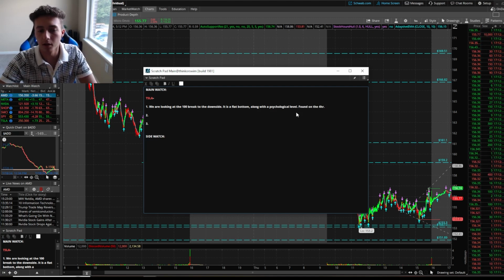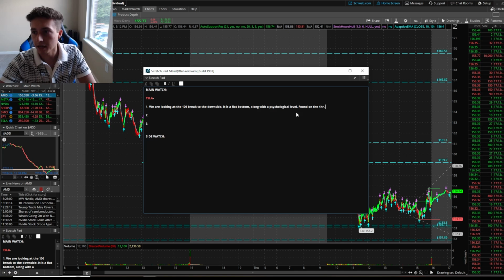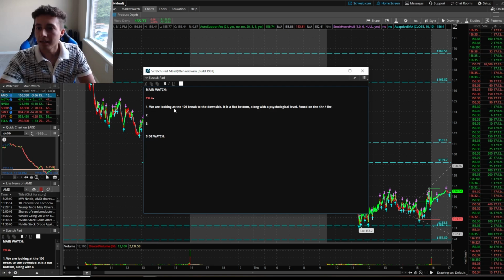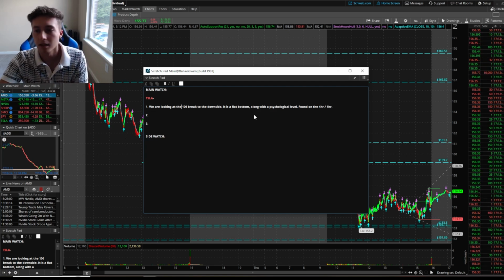And then we're also going to specify any other time frames that it looks really good on. So let's say we take a look at the 1 hour and it looks really good on the 1 hour too. So I would put found on the 4 hour and then /1 hour. So that is our reasoning for liking this level.